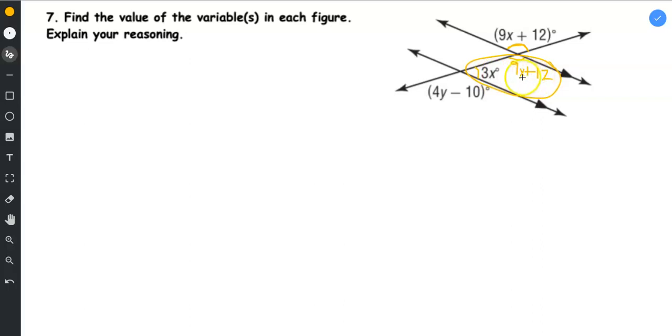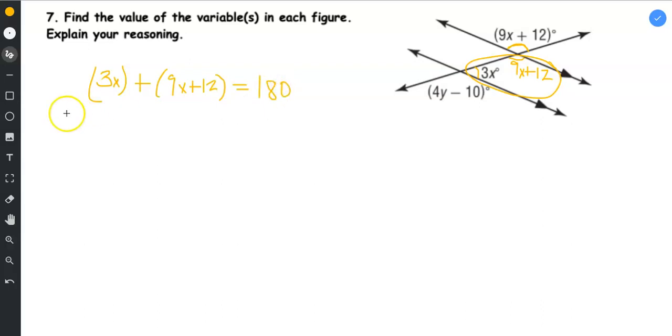These are interior angles because they're inside of the parallel lines, and they're also consecutive or same side. They're both on the bottom of the transversal. They're not on the top, they're both on the bottom. So if they're on the same side, they're supplementary. So we can write our first equation. 3x, we take that angle, and we add to it the 9x plus 12 angle, and together the sum when you add them will be 180 degrees.